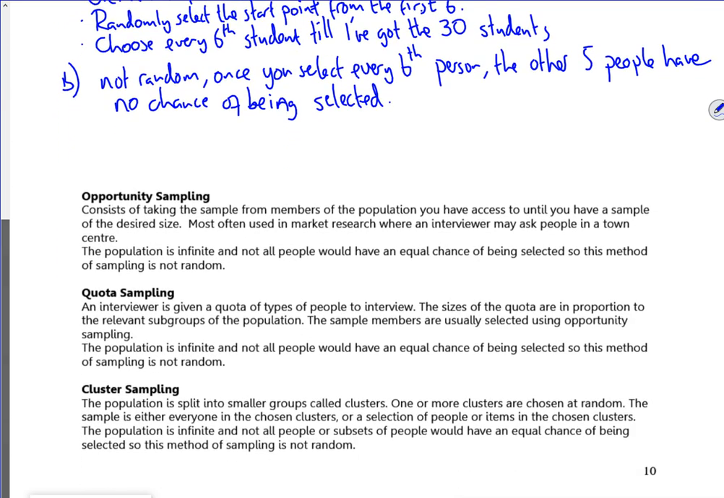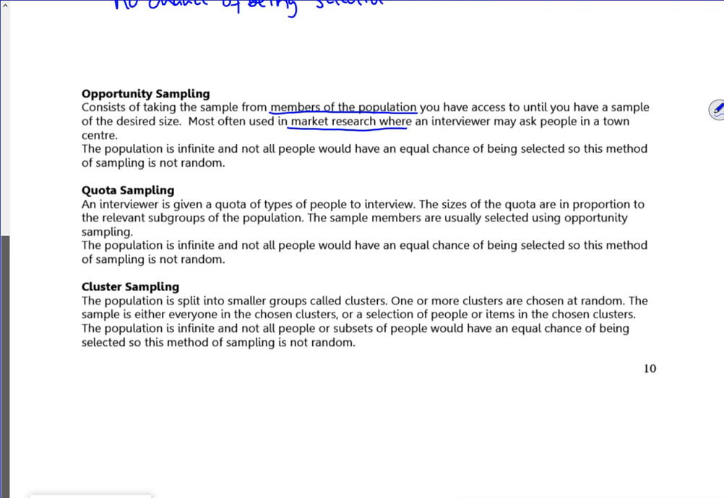Right, so then it talks about the other three. So it talks about opportunity sampling. So we've got a sample of members from a population you have access to until you have the desired size. It says here, most often used in market research, where an interviewer may ask people in a town centre. The population is infinite, and not all people would have an equal chance of being selected. So it's not random. That's just asking anybody, really, the first people you bump into.